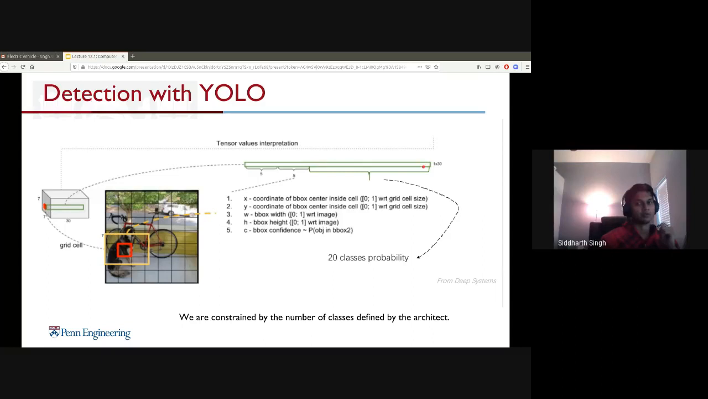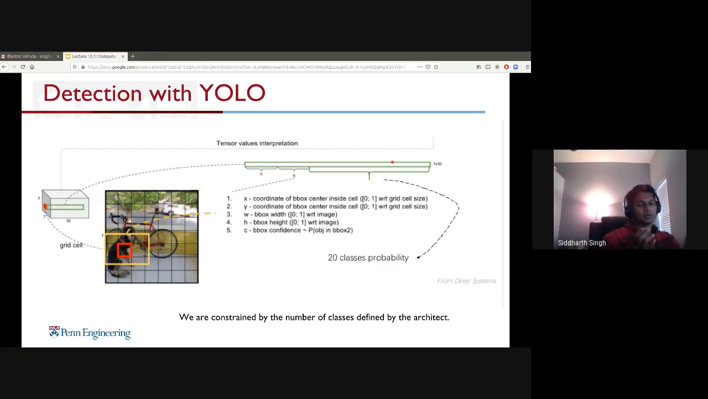Then I will have the classification probabilities, right? For each of these classes, say we have 20 classes, what are the probability values ranging from 0 to 1 for the class. So we pick the class with the best probability.